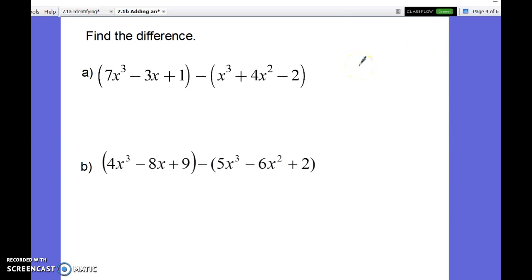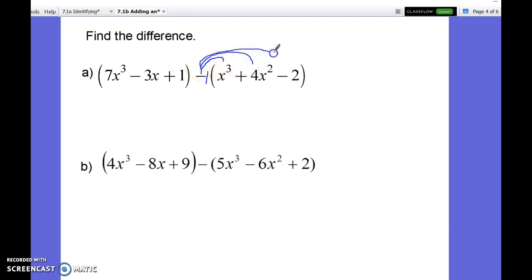Let's subtract a couple. So we want to find the difference. So this one you have to be careful. So if we look, we've got a negative and a set of parentheses. So remember, we've talked about this before, and there's really an invisible negative 1 right here. When you're subtracting, you have to remember to distribute that negative.